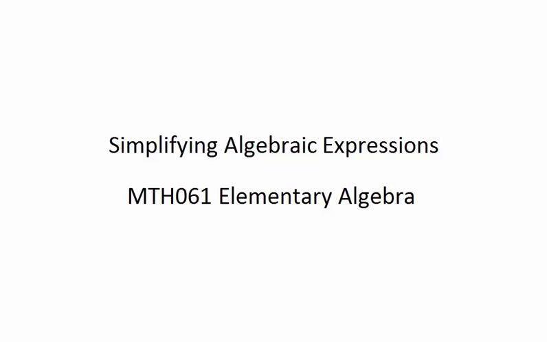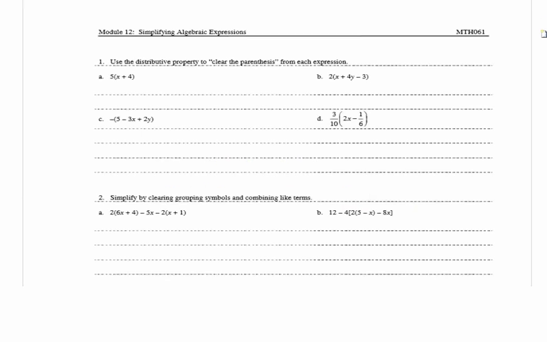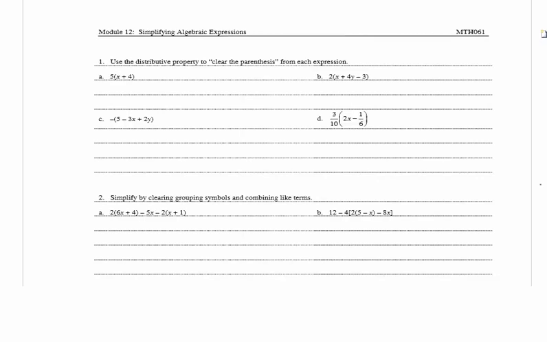In this video, we're going to be simplifying algebraic expressions. And in 1, it says use the distributive property to clear the parentheses from each expression. In A, we have 5 times (x + 4). So the distributive property, we're going to multiply the 5 times each term inside the parentheses. So this is going to be equal to 5x + 5 times 4. And we can simplify that to 5x + 20.